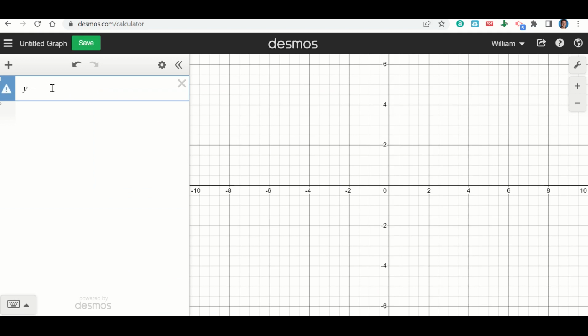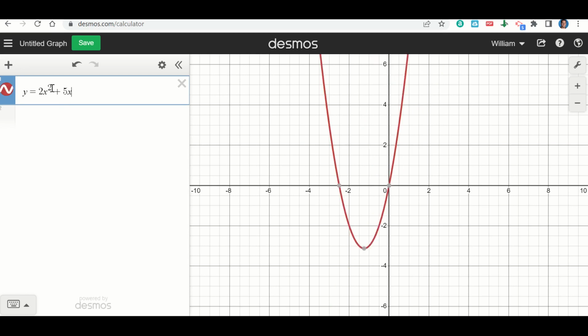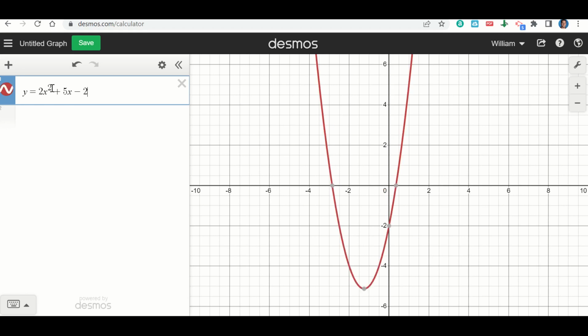So let's say it's y equals 2x squared plus 5x minus 2. Well, as we can see, we have our graph that pops up here. And there's two places where it crosses the x-axis. That represents the roots. So if I click on it, I'm going to find the x-coordinate, which is right here. And I can see that the root for this one on this side is negative 2.851. And if I go to the other side, the root on this side is 0.351.